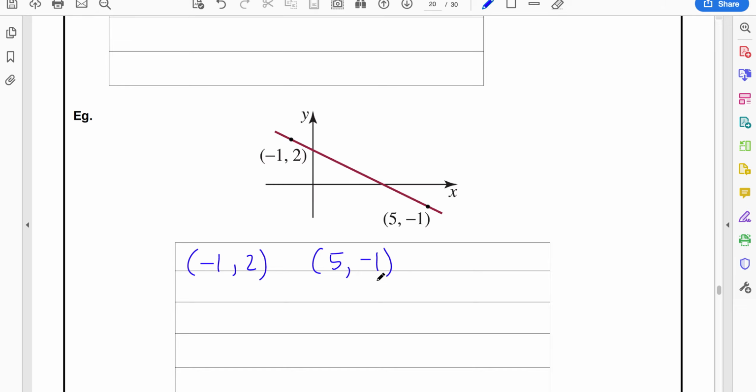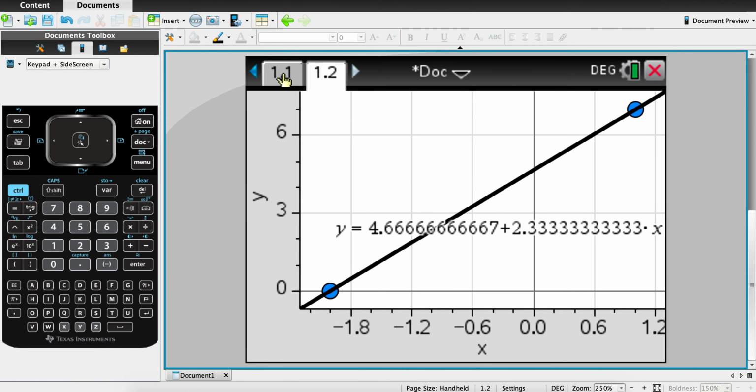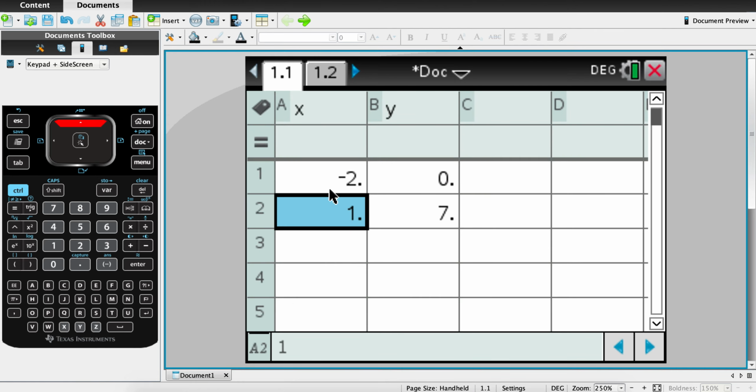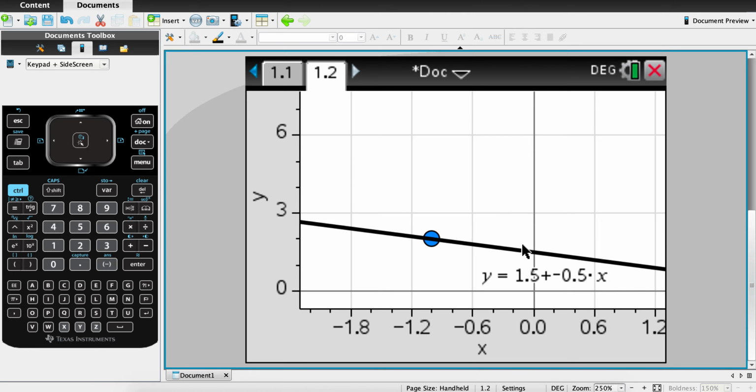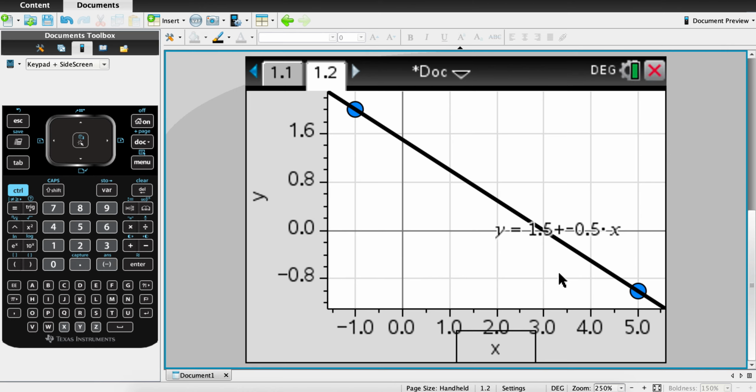That's what I'm going to enter into the calculator. Now, if I just go back to 1.1, I can just change these. So -1, 2, like that, and then 5, -1. Now, when you go back to the other page, it'll look a bit funny because of the scale changing. So all you have to do is just re-enter either your X or your Y.